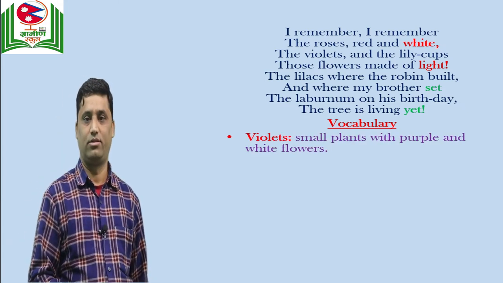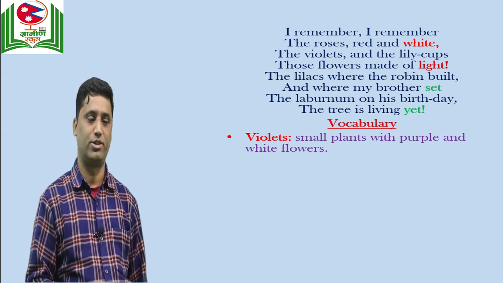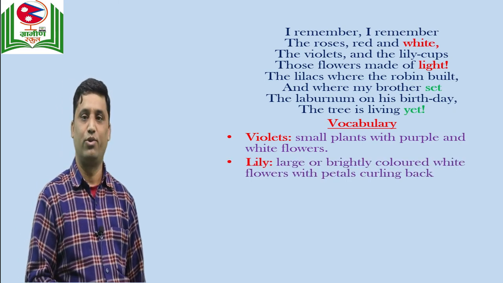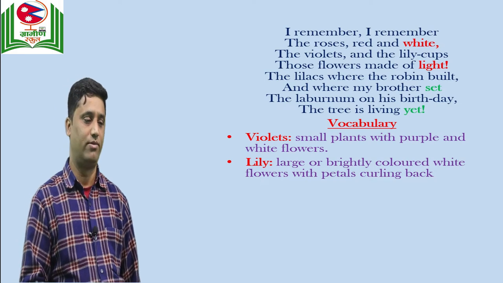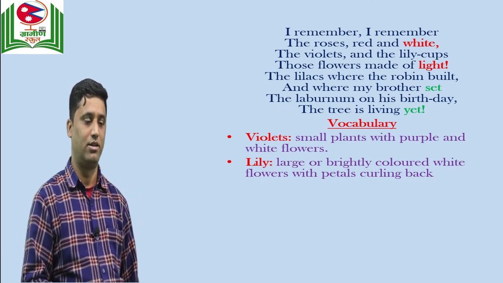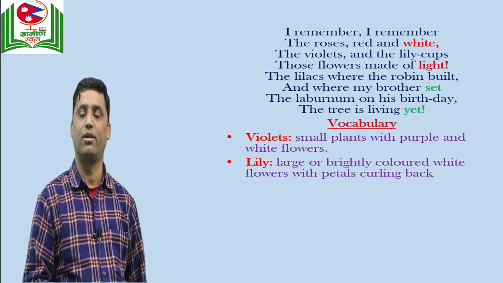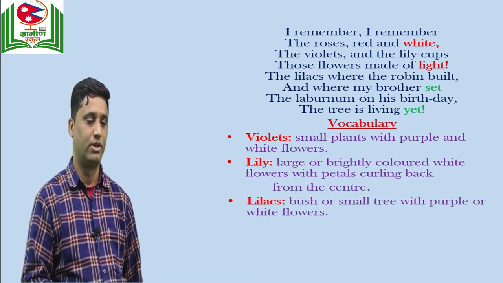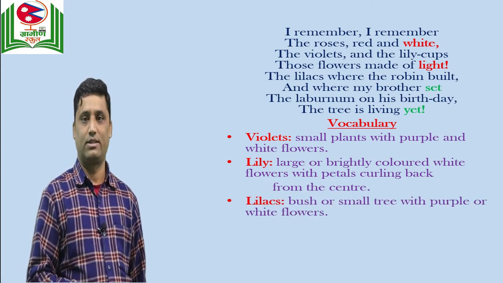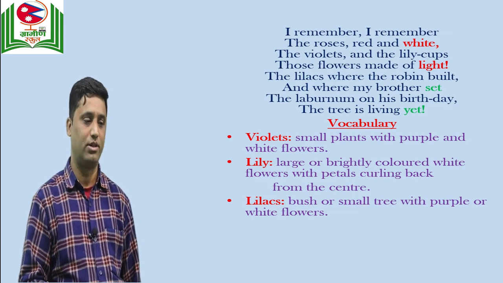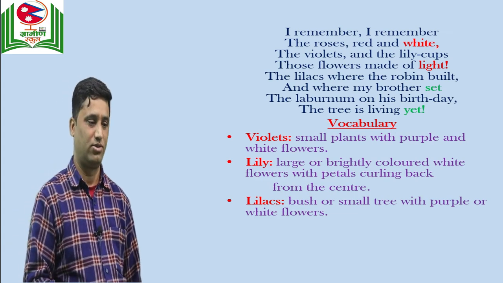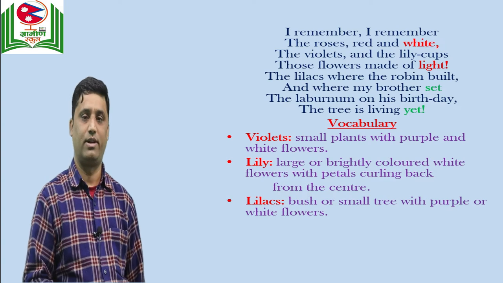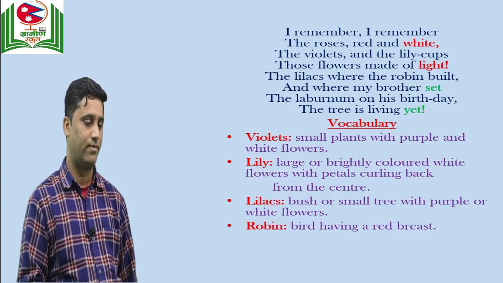Violets. The word violet. Violet means this is a very small plant with purple and white flowers. The same way lily, you must have heard about lily. Very beautiful flower. It is large and brightly colored white flowers with petals curling back, turning back. Okay, lily. I will show you the picture too. Lilacs. Lilacs refers to a bush or a small tree with purple or white flowers. So they look all same, violets, purple, white flowers, lilacs, purple, white flowers. When you see the picture, you can be clear.